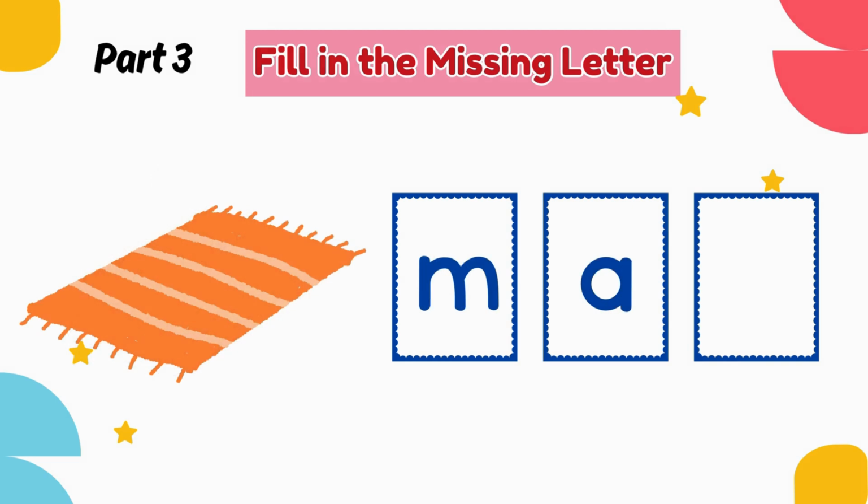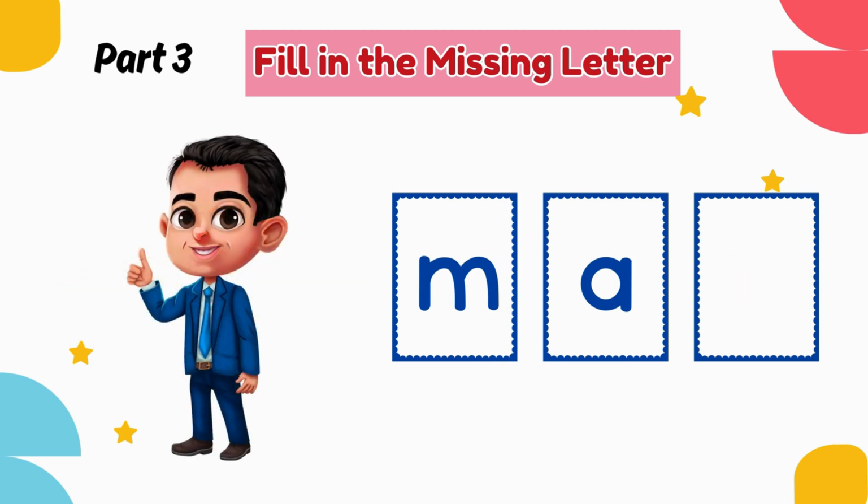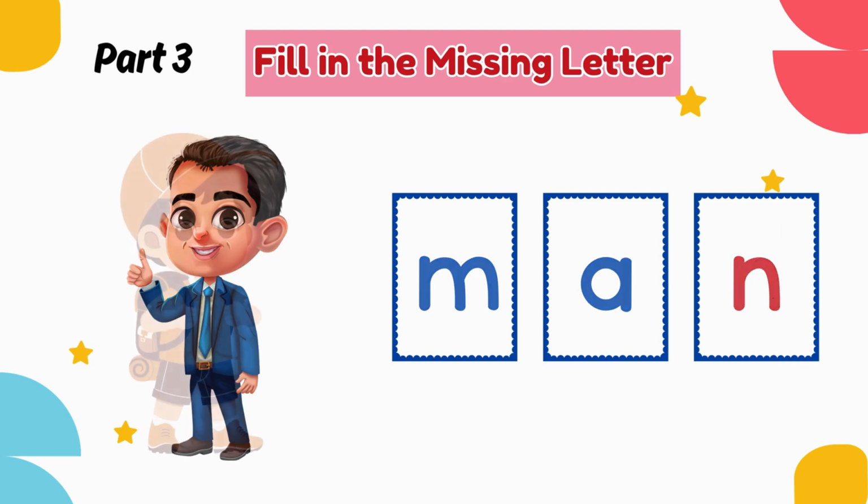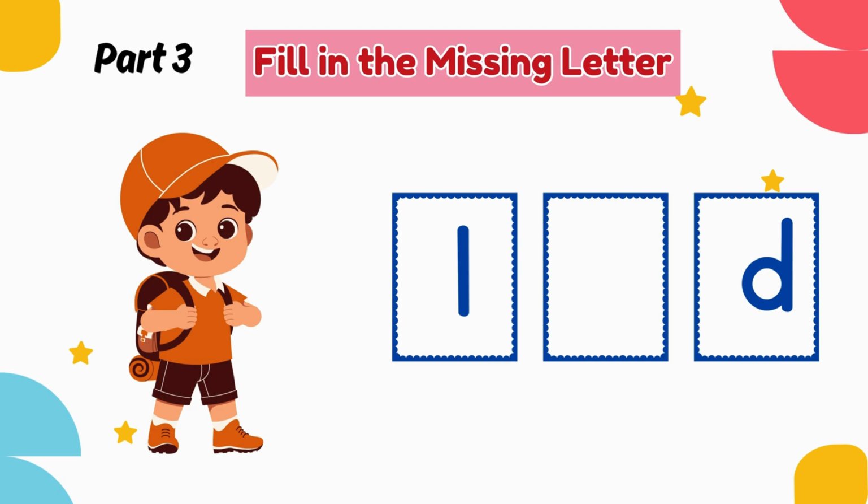What letter is missing here? Yes, it's a T. The word is mat. What letter is missing here? Yes, it's an N. The word is man. What sound goes in the middle? It's short A sound. The letter is A. And the word is lad.